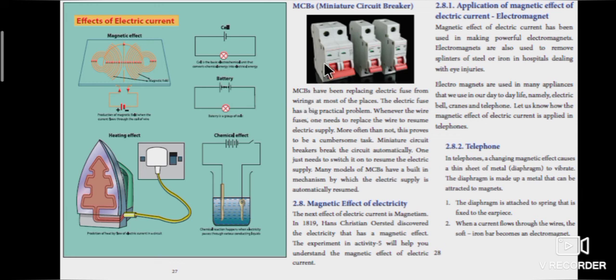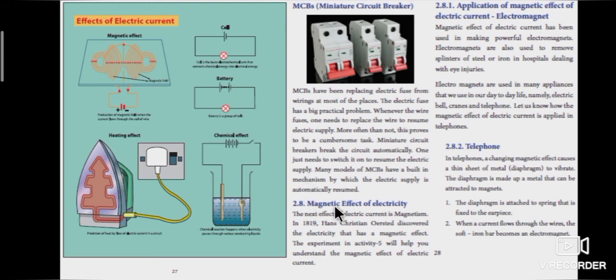Page number 28 explains about the miniature circuit breaker. MCBs have been replacing electric fuses in wiring at most places, because miniature circuit breakers break the circuit automatically. One just needs to switch it on to resume the electric supply.